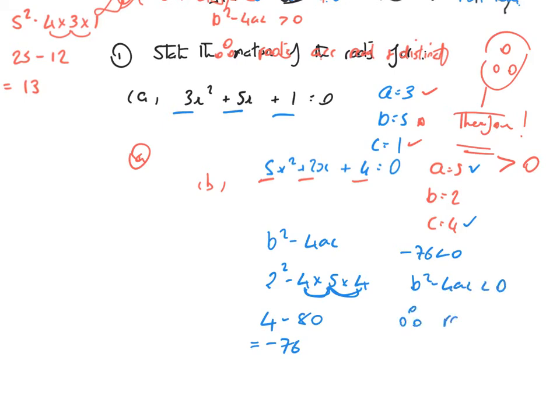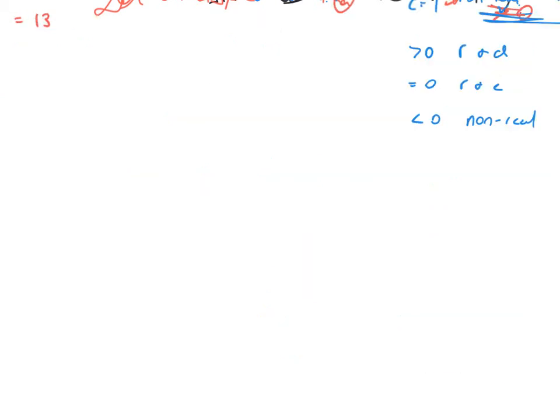Therefore, roots are, if you look back to the 3 definitions there, if it was less than 0, that means that the roots are non-real. Okay, so there's a quick summary up there. When the discriminant is greater than 0, roots are real and distinct. When it's equal to 0, real and equal. And less than 0, non-real. Okay, greater than 0, equal to 0, less than 0.